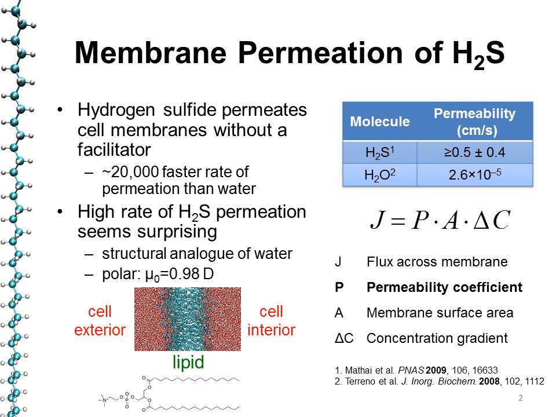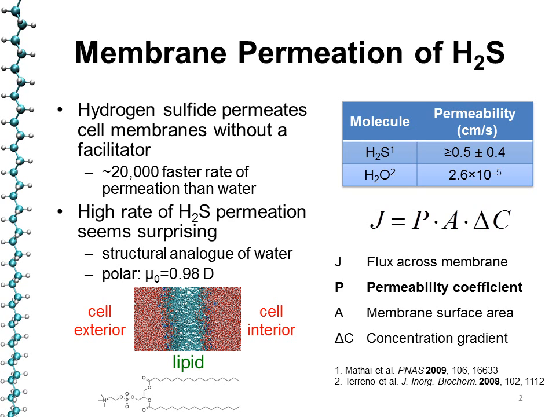Our objective was to examine a result that had been reported by John Mathai and colleagues in 2009, which showed that hydrogen sulfide does not need a protein transporter or facilitator to cross cell membranes, and can instead cross really quite rapidly just through a process of passive diffusion.